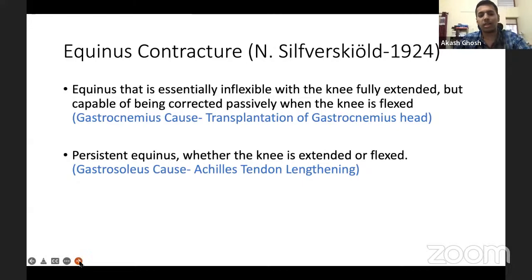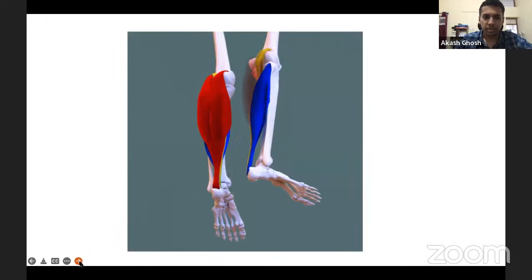So in the test originally described by Dr. Silfverskiöld, it was not about measuring the ankle dorsiflexion. Rather, he quantified it by the force required to dorsiflex the ankle in knee flexed and knee extended positions.